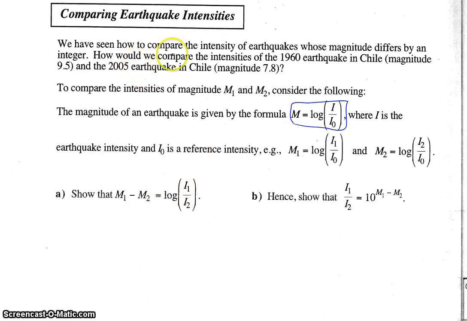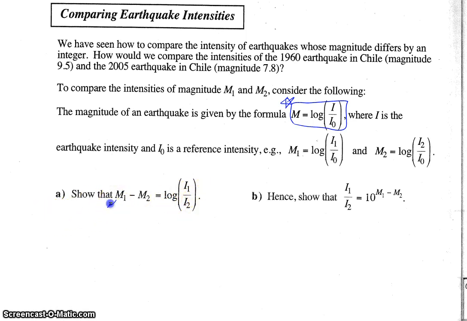To compare intensities of magnitude M1 and M2, let's say 2 different earthquakes, the magnitude of an earthquake is given by this formula here, where I is the earthquake intensity and I naught is your reference intensity. So M1, earthquake 1, would be equal to log of I1, the intensity of that earthquake, divided by the reference earthquake intensity. What they want us to show on this first one is that M1 minus M2 is equal to log of I1 over I2. Well, let's try that out.